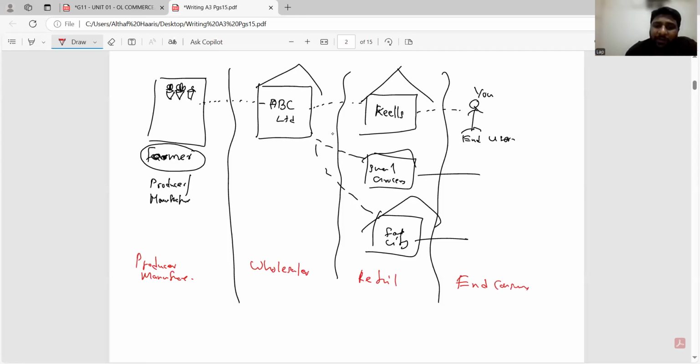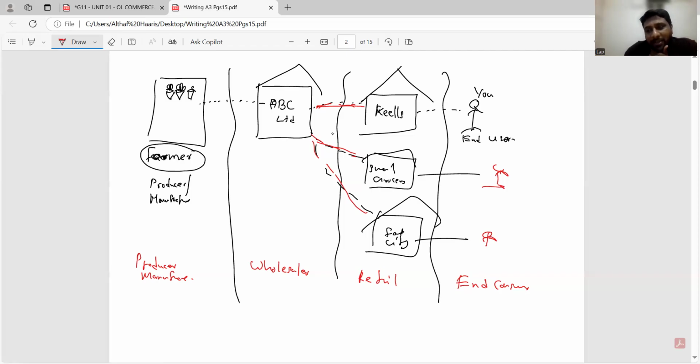So what is the wholesaler doing? The wholesaler is selling to the resellers. No? Keells will not eat carrot. Only you will eat carrot. Grocery shop will not eat carrot. Only you will eat carrot. Food City will not eat carrot. Only you will eat carrot. So who will sell it to the end consumer? Food City, the small grocery shop, or Keells.